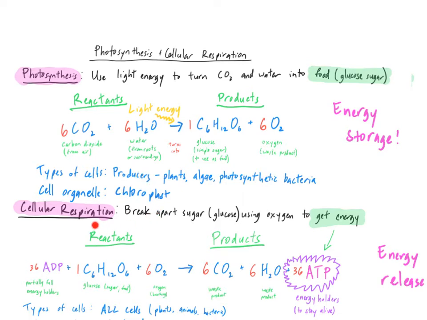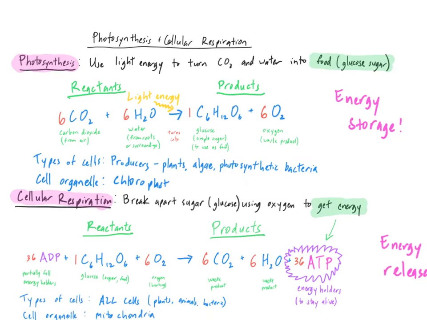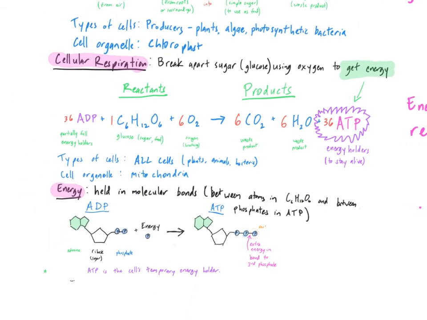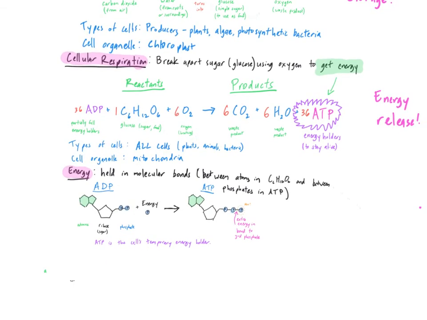The other thing that cells do is called cellular respiration. Cellular respiration is the opposite of photosynthesis. So cells take the sugar that they made in photosynthesis, they use some oxygen, and they break those apart to get energy back out.